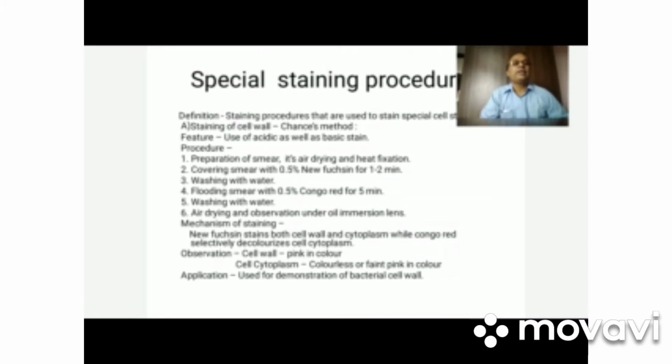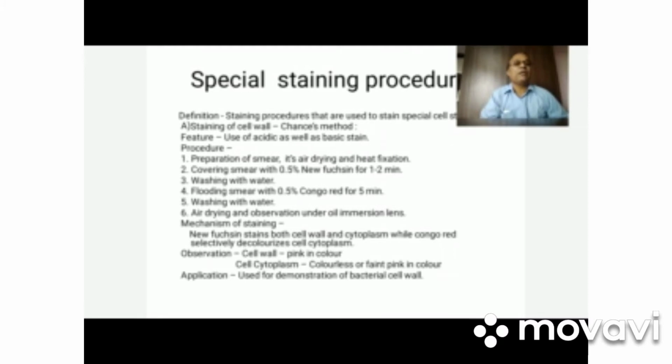So initially we will discuss the definition. Special staining procedures are the procedures that are used to stain and demonstrate special cell structures, including the anatomical parts and cytoplasmic constituents. Under these procedures we are going to discuss three special stainings. First, staining of cell wall.